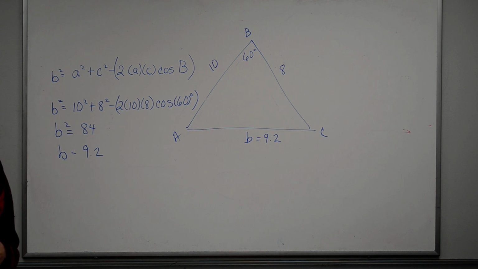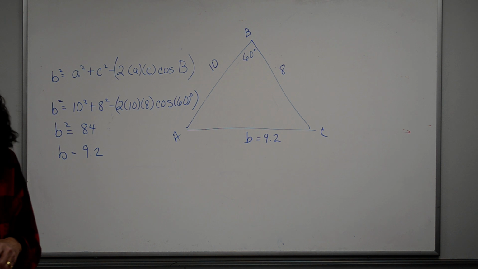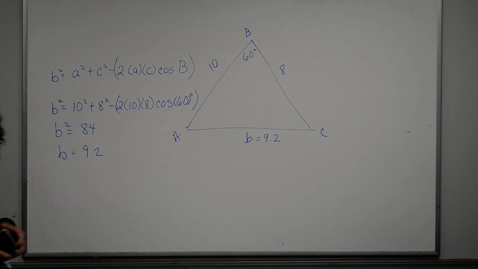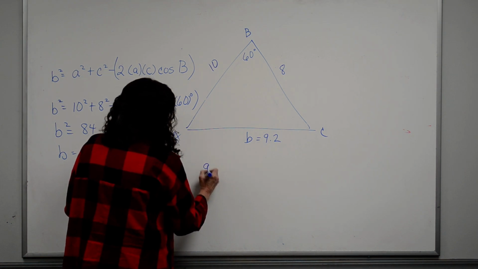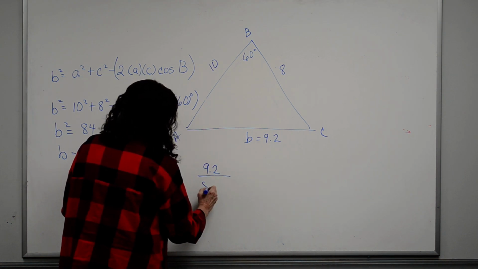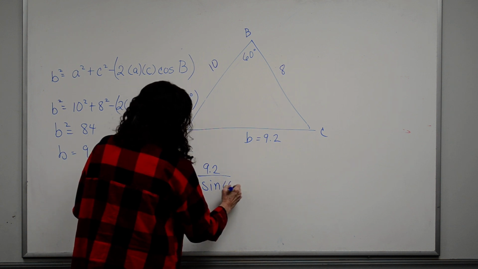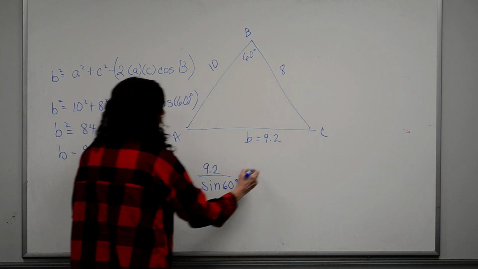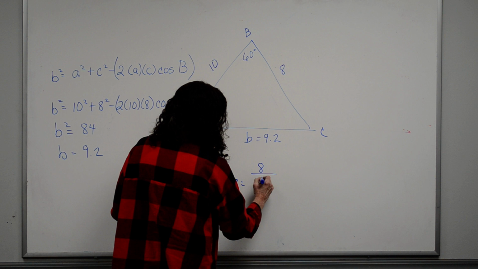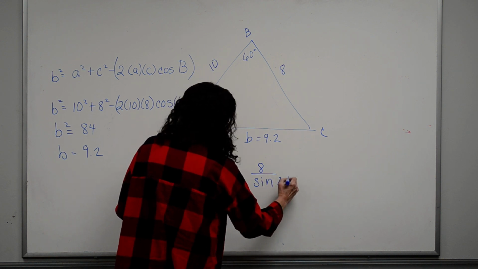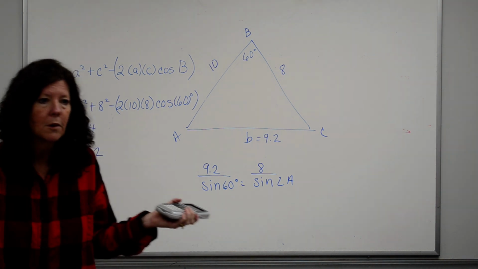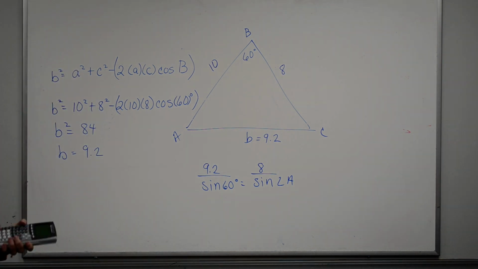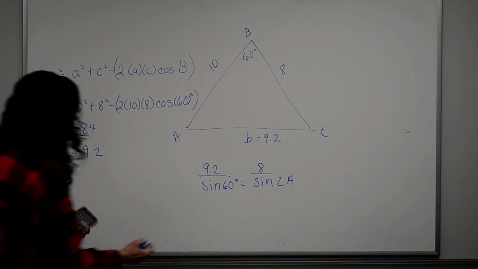That's what you could continue with law of cosines, but you can see very quickly that law of cosines is a little bit more complicated than law of sines. So at that point, I would switch over and I would go 9.2 over the sine of 60 is equal to 8 over the sine of angle A. Now obviously you're going to end up using inverse. You've already done a whole day's worth of law of sines, so hopefully at this point you can go back and implement law of sines.